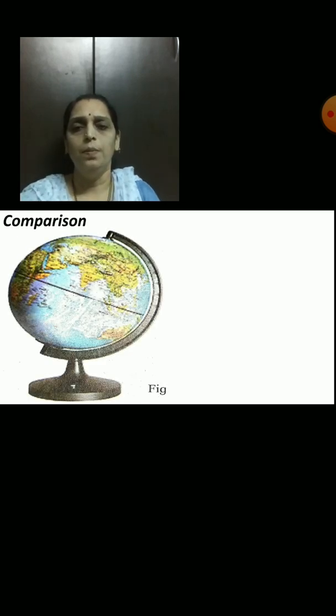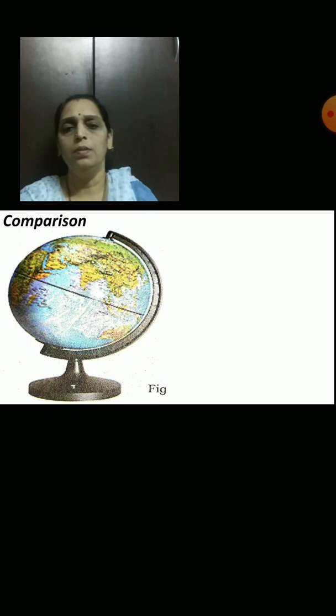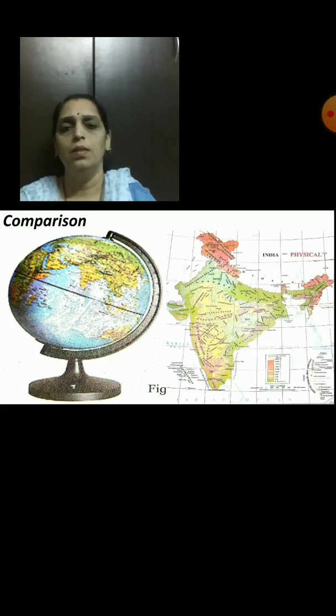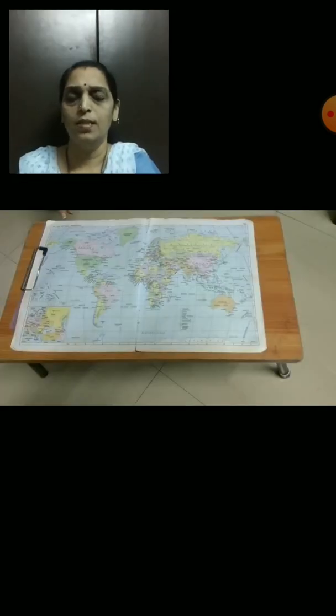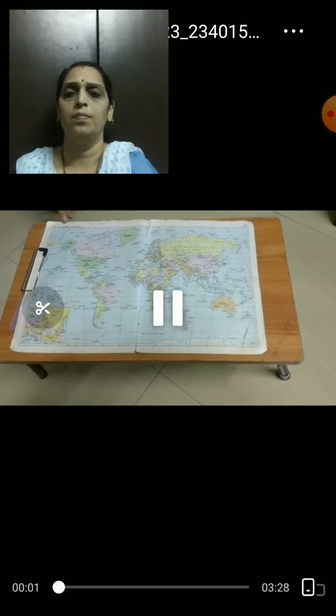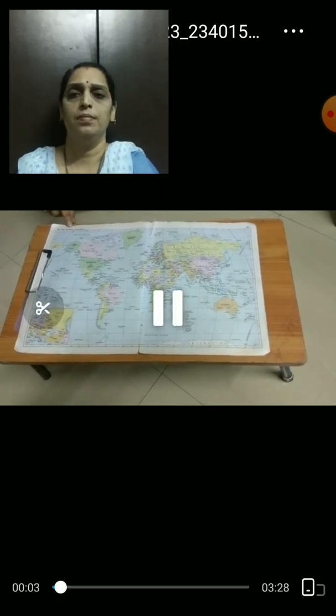This is a picture of a globe. This is a picture of a map. Students, you have to compare these two pictures. Now, how will you do it? Students, just have a look at this presentation. This is the world map.